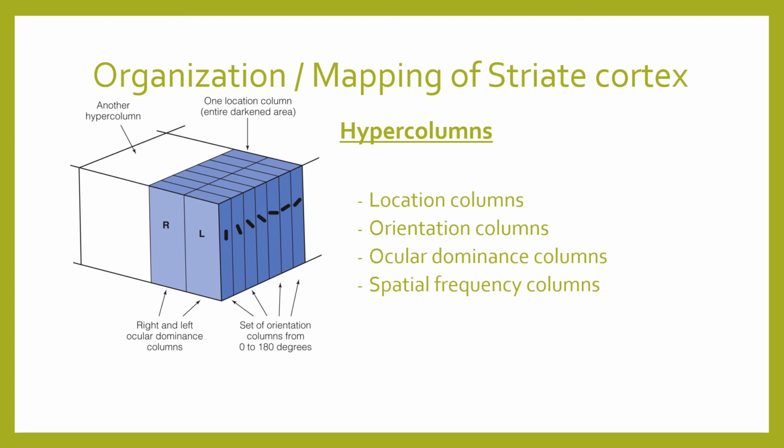And I'm going to ignore that we also have these spatial frequency columns in there as well, columns that are responding to either close spatial frequencies, things that are really busy and the lines are close together, versus more spread out lower spatial frequencies. I'm going to ignore those because your book ignores those. So this is kind of the idealized hypercolumn, looking at it as this cubicle kind of thing, but it's really kind of wrapped around and warped with the folding of the cerebral cortex.